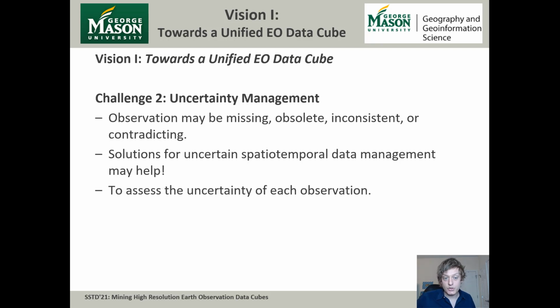A second challenge is the problem of uncertainty, because these different sensors, satellites and drones that we have, they may produce obsolete, inconsistent or contradicting data. And solutions are needed to assess this uncertainty such that the user knows, hey, look, this observation was confirmed by 3 satellites and 1 drone. However, this pixel here, it was only seen once, and that was a while ago. So, hey, I'm less certain about the correctness of this observation in my data set.